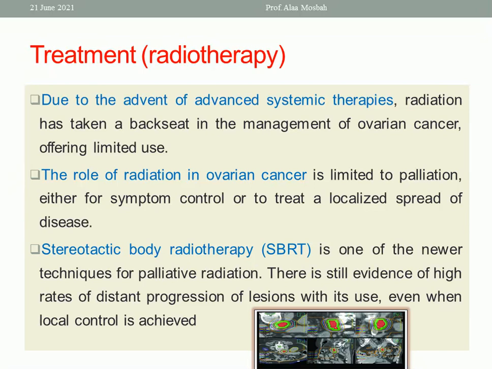So, if I have localized spread of the disease, okay, and I want to do symptom control, I can use radiotherapy, especially the new one, the stereotactic body radiotherapy, like in the picture. And this is a new technique for palliative radiation. There is still a high rate of distant progression of the lesion with its use, even when local control is achieved. So I cannot control the distant metastasis, but I can only control the local growth to control symptoms, and it can be used as a palliative treatment.